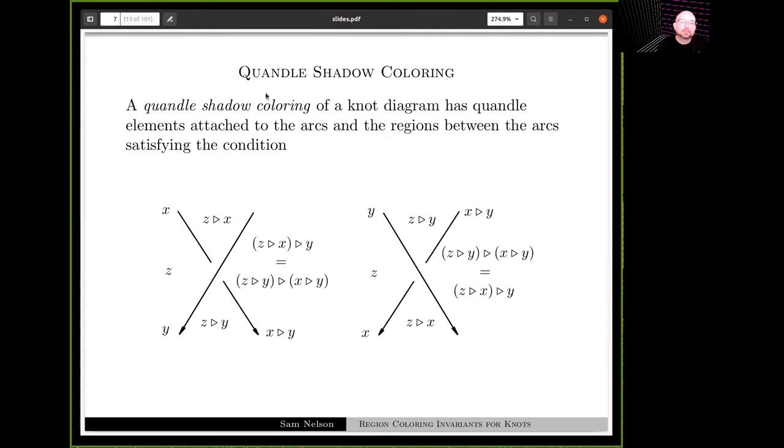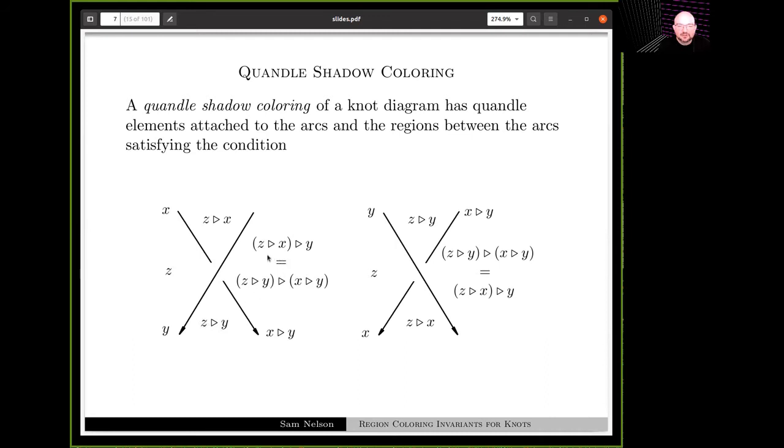So then a quantile shadow coloring, you start with a quantile colored diagram. So here we have X and Y. And additionally, we're going to put quantile colors in the regions. So here I put this color Z in this region. And then when I go across an arc from one region to another, going from left to right when the arc is pointed down, then I'm going to pick up a triangle with the color on the arc. So here's Z going across X becomes Z triangle X. Z going across Y becomes Z triangle Y.